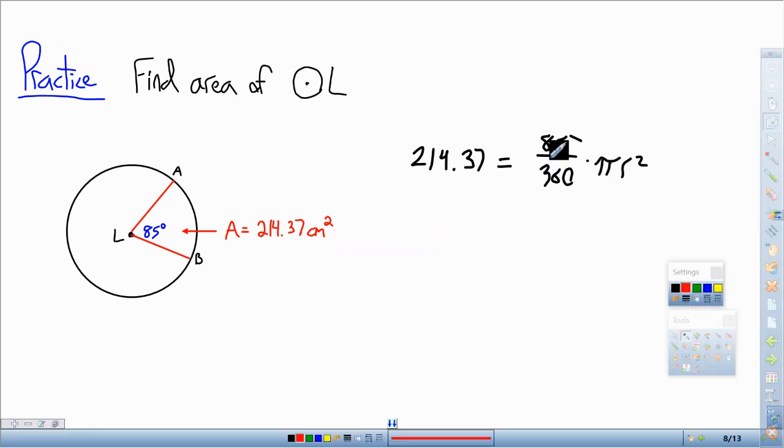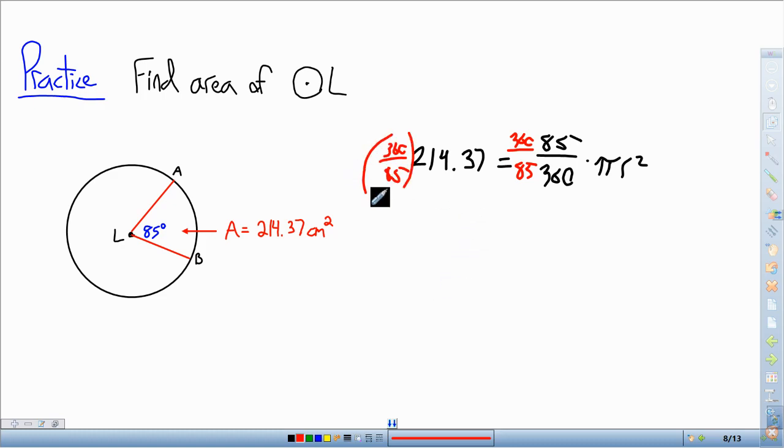We're solving for r. First thing is getting rid of the fraction. So I'm going to do this pretty quick. So dividing by 360 over 85. Okay, grabbing my calculator. So let's see, 214.37 times 360 equals, then divided by 85. I'm getting 907.92. Over here, these are gone. I have pi r squared. Now I can start solving for r, first dividing by pi.